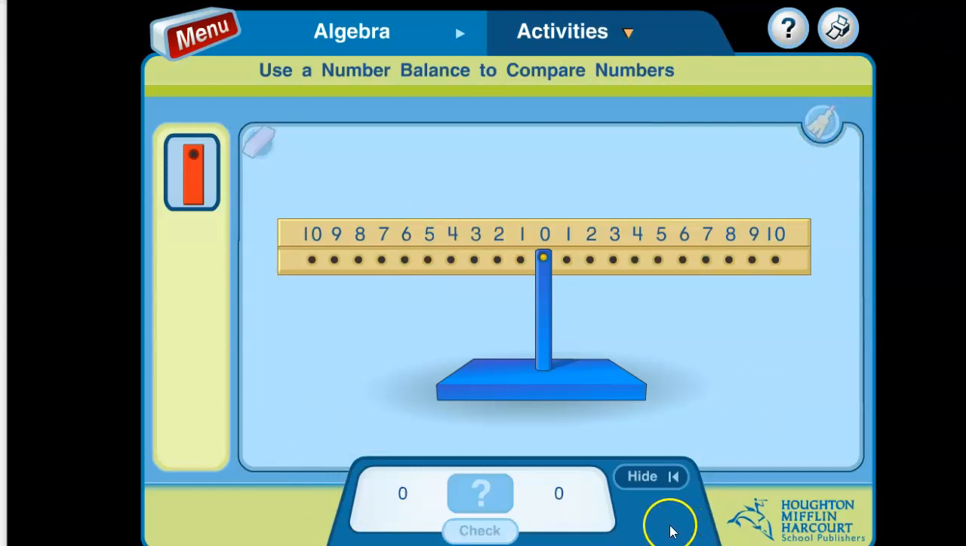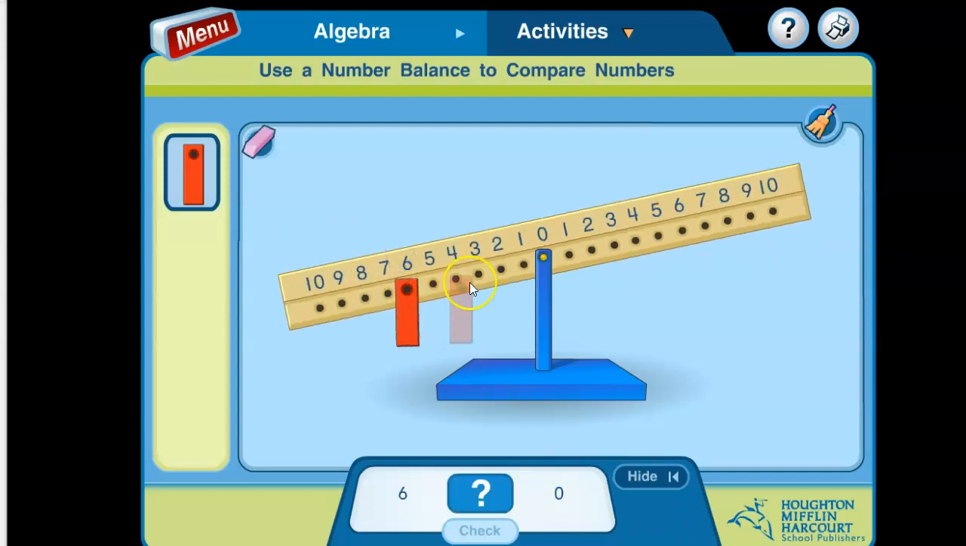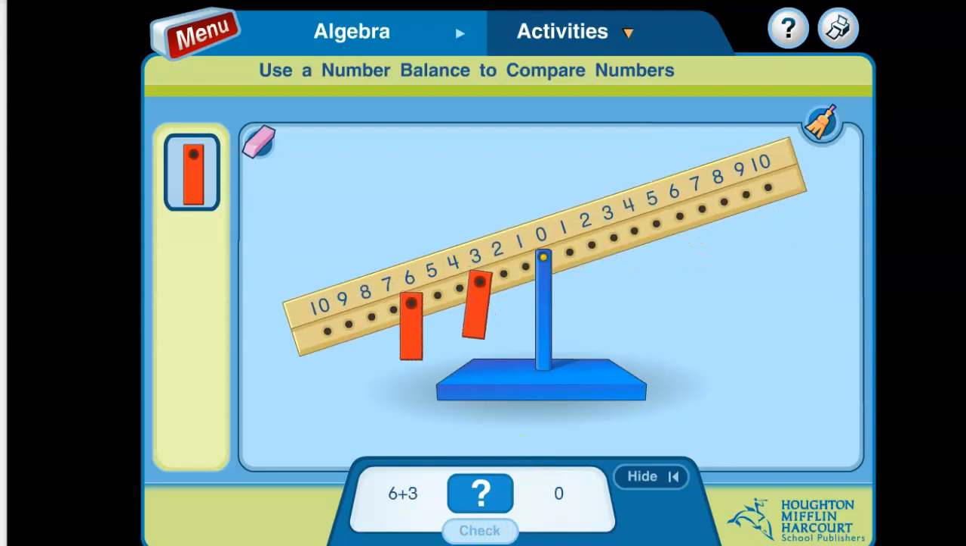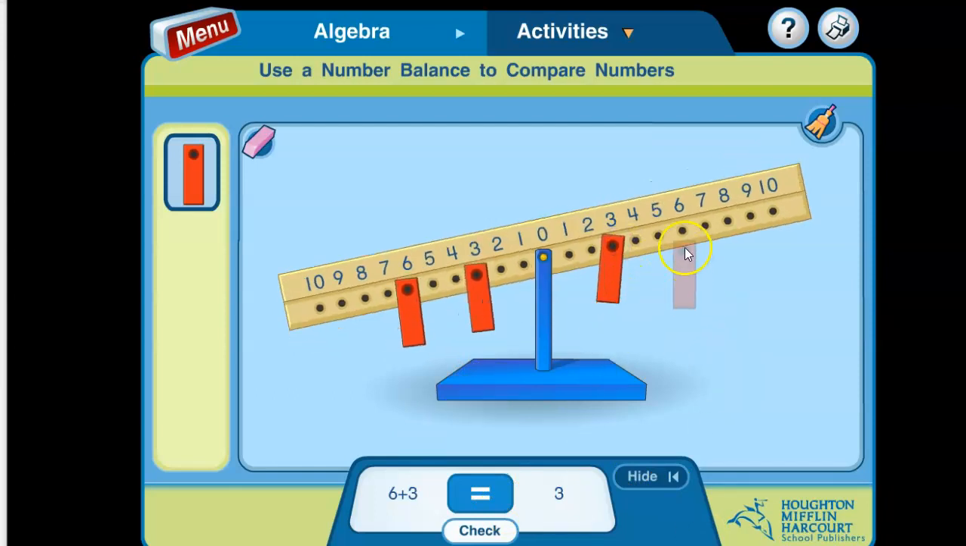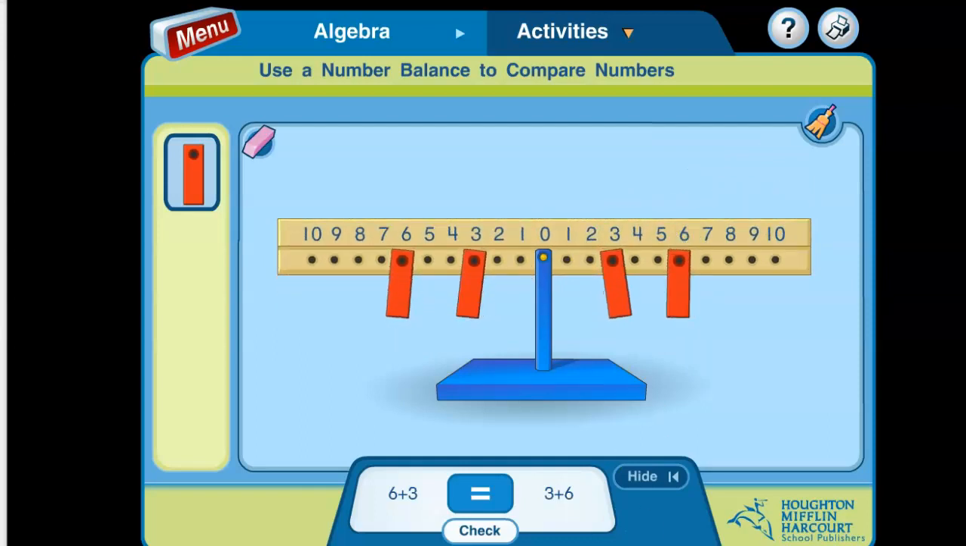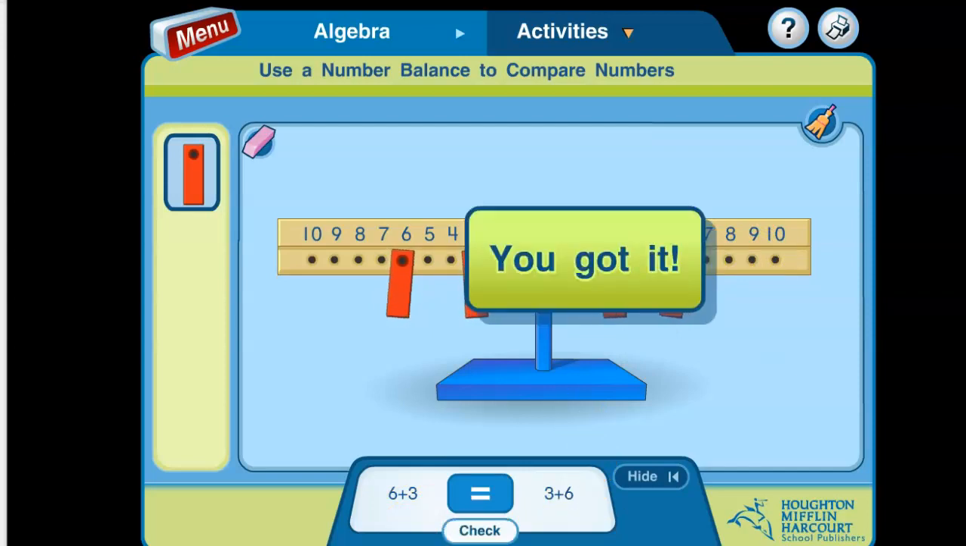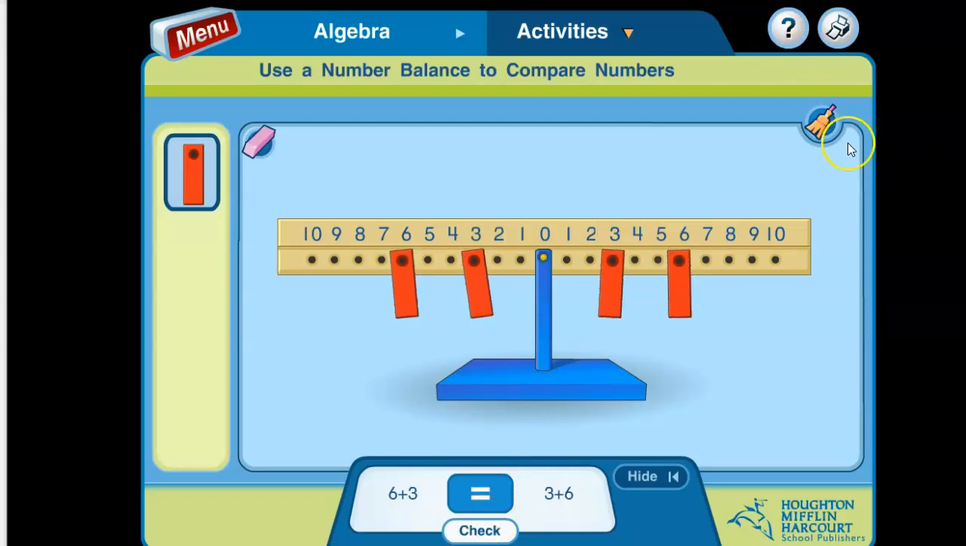Now let's try an equation. Let's say that I'm adding 6 plus 3. On the other side, I want to have the equal amount. So what could I do to make it equal? Could I put a 3 and a 6? Let's check it out. Oh, we did. Let's try another one.